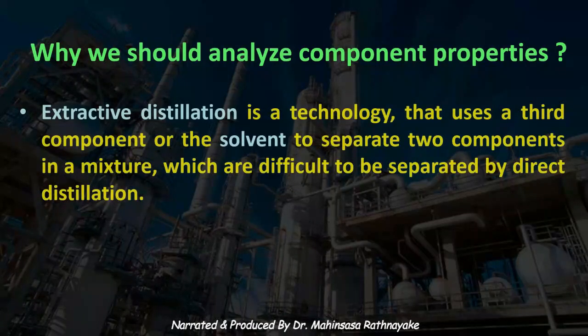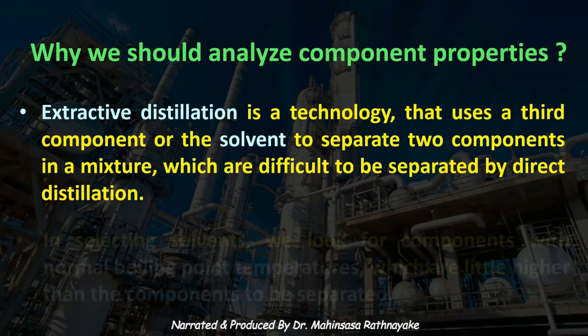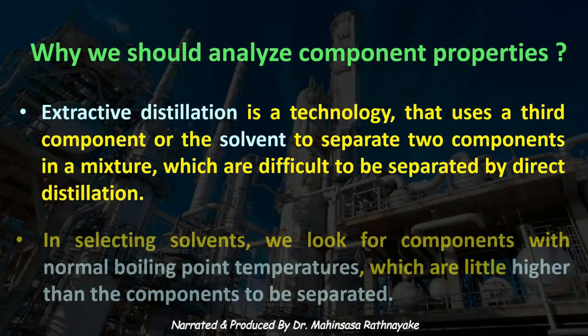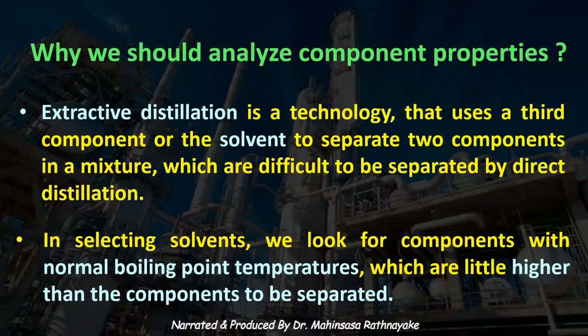Extractive distillation is a technology that uses a third component or a solvent to separate two component mixtures which are difficult to be separated by direct distillation. In selecting solvents, we look for components with normal boiling point temperatures which are a little higher than the components to be separated.